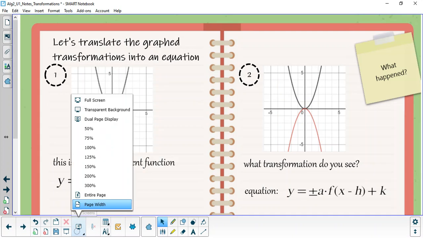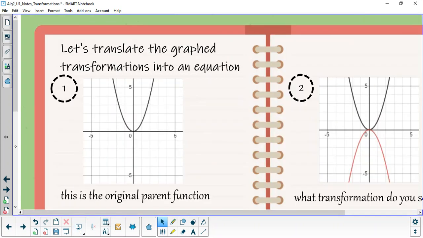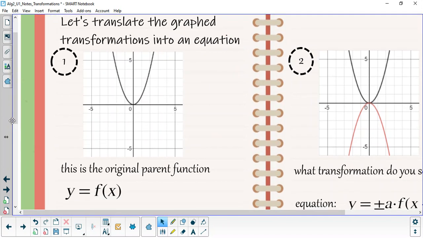So I'm going to zoom in here on this first one. Okay. So this is my parent function for these examples, this U-shaped graph. And we're going to use y equals f of x as our parent graph notation. So y equals f of x. Notice nothing's in the front, nothing's in the middle, nothing's at the end. That's just our parent function.